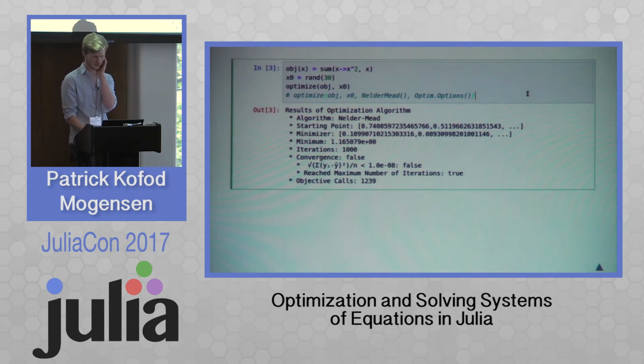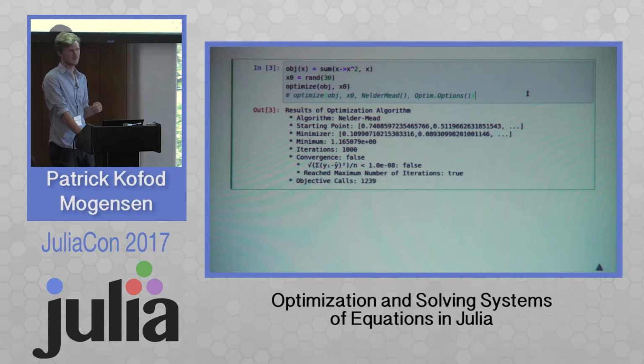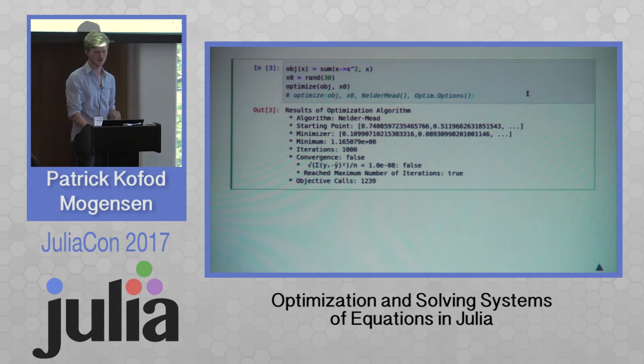So let's just try to optimize some function, minimize some function. This is just the sum. If you pass in this case a 30-dimensional x, it will just square all the elements of x and sum them up. Okay, so a very simple quadratic function. And this is the OBJ function here that does that for us. And then we choose some random starting point, and then we just pass the objective function and the initial value.